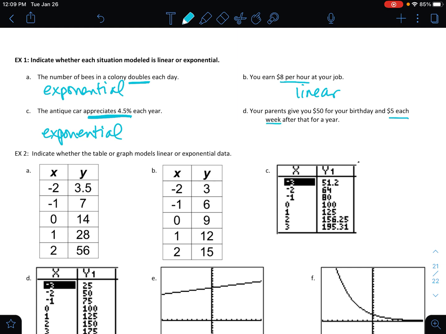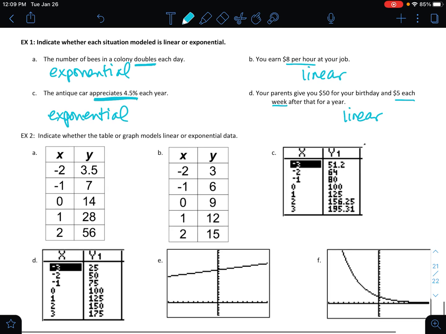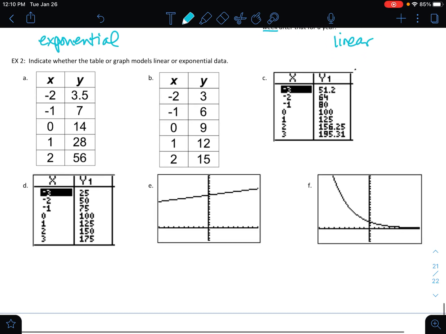Last one, your parents give you $50 for your birthday and $5 each week after that for a year. So this is a linear pattern again, it's steadily increasing. Okay, so that's more of a situational approach.